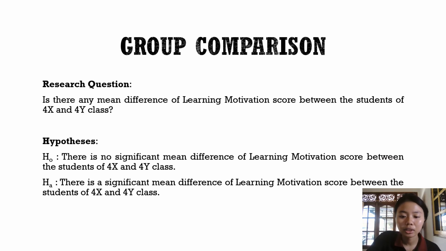Next, we move to the research question and also the hypothesis. For the research question, is there any mean difference of learning motivation score between the students of 4X and 4Y class? And for the hypothesis, we have two hypotheses. The first is the H0 or zero hypothesis. We have there is no significant mean difference of learning motivation score between the students of 4X and 4Y class. And for the HA or the alternative hypothesis, there is a significant mean difference of learning motivation score between the students of 4X and 4Y class.